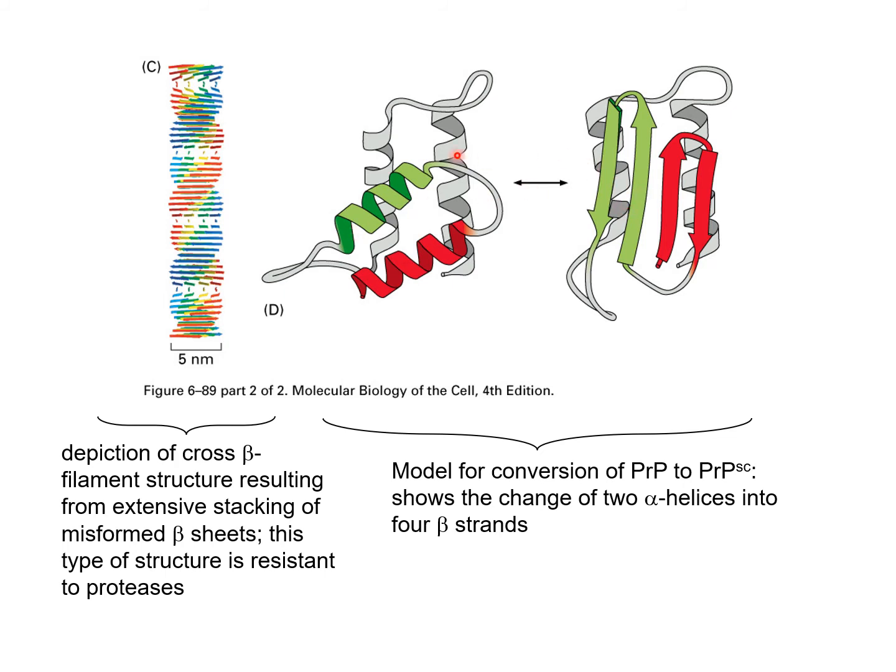There's no little region for the protease to attack. And this shows the model for the conversion from the prion protein, the normal one, to the scrapie prion protein, or PrPSc, and that shows that two alpha helices in the normal structure change into 4 beta strands here. Again, it has the ability to be stacked together in a really packed manner.